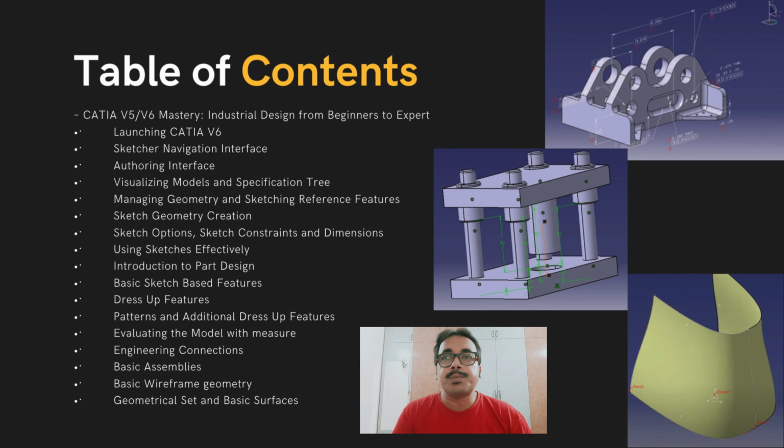Next, basic sketch based features. Here you will be learning how to create the basic sketch based features that form the building blocks of your design in the part modeling and assembly design. Then inside this we will be going through some of the dress up features, as they are called in CATIA. We'll explore more on the dress up features, which are detailing and refinement of your models. To refine the models, you'll be needing all these dress up features.